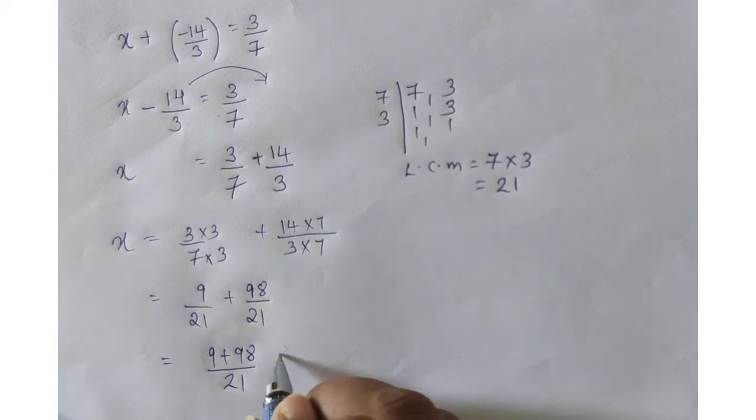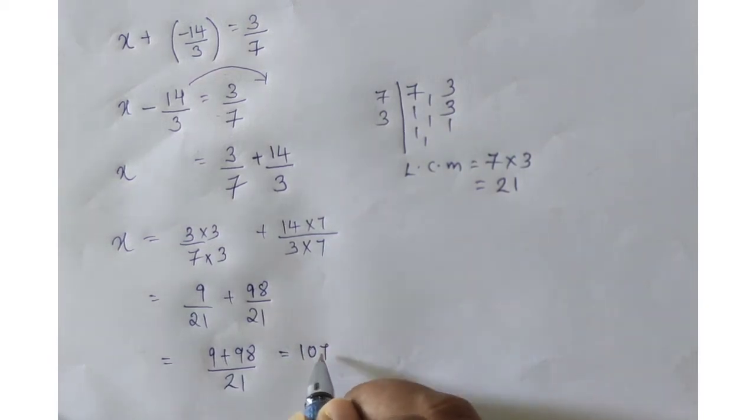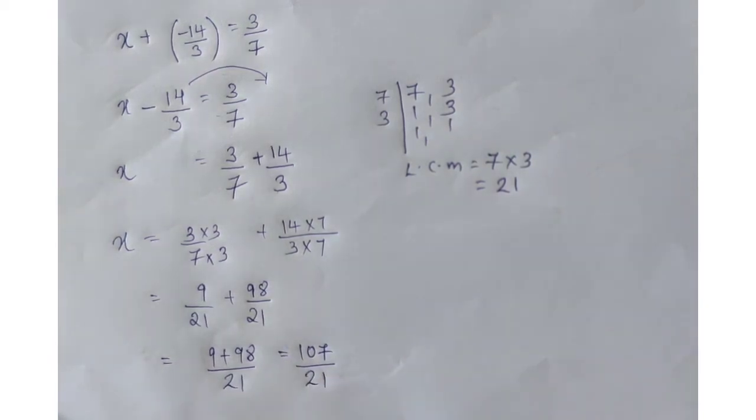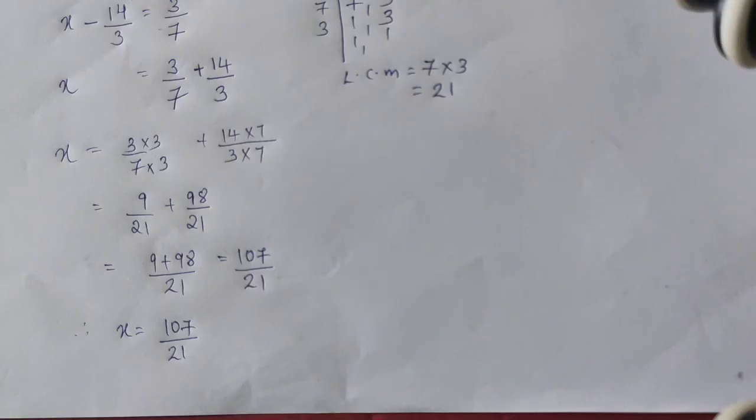Let's add. 98 plus 9 will be 107 upon 21. So the number that we had to add to the twice of the rational number to get 3 upon 7 is this number, that is 107 divided by 21. Thus 107 divided by 21 should be added to the twice of minus 7 upon 3 so that we get 3 upon 7.